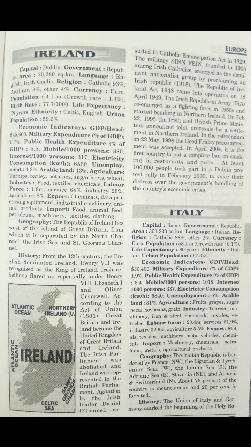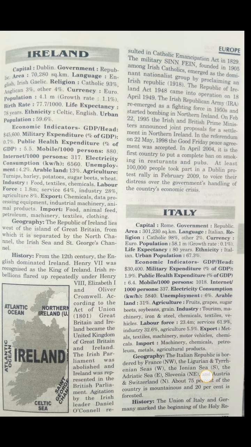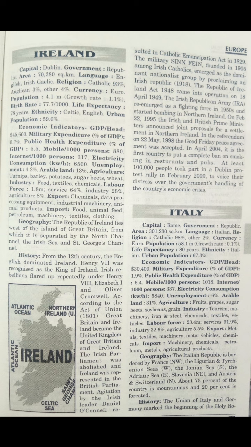Export, metals, textiles, machinery, motor vehicles, chemicals. Import, machinery, chemicals, petroleum, metals, agricultural products. Geography. The Italian Republic is bordered by France, northwest, the Ligurian and Tyrrhenian Sea from west, the Ionian Sea from south, the Adriatic Sea from east, Slovenia from northeast, the Austria and Switzerland from north.